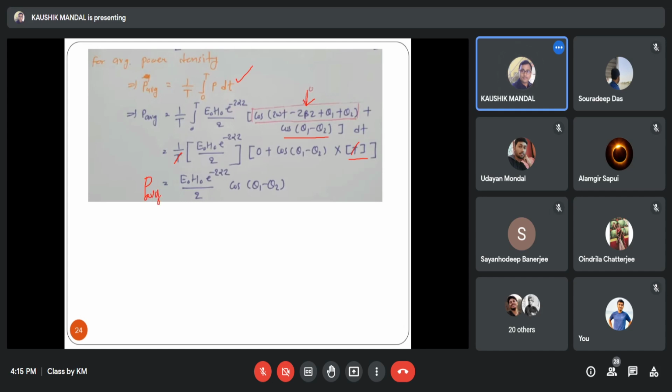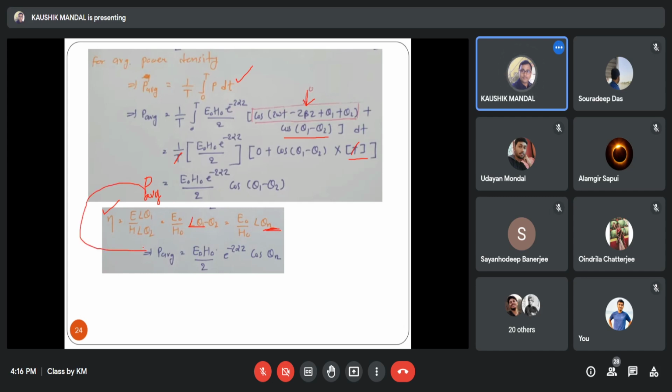Now we know theta 1 minus theta 2 is related to the intrinsic impedance by this equation: eta equal to E by H, angle theta 1 by theta 2. It is nothing but E0 by H0, angle of theta 1 minus theta 2. This angle of theta 1 minus theta 2 is basically theta n. So this particular equation becomes P average equal to E0 H0 by 2 e to the power minus 2 alpha z cos theta n.